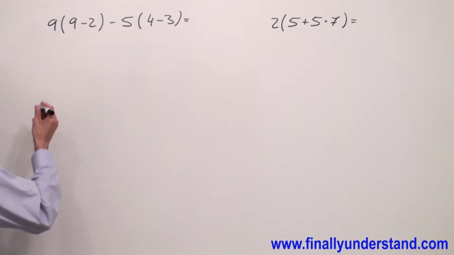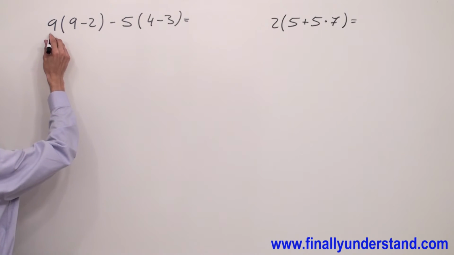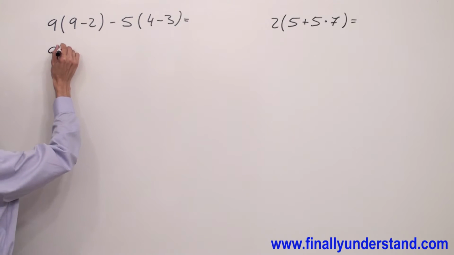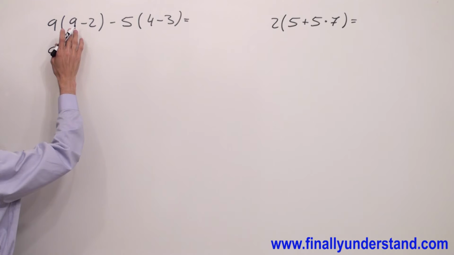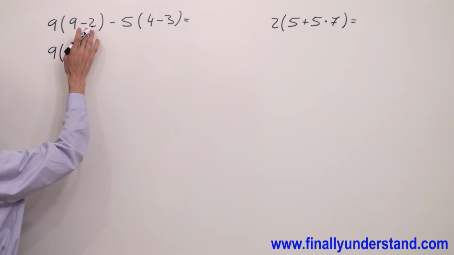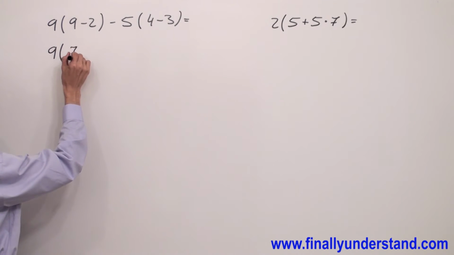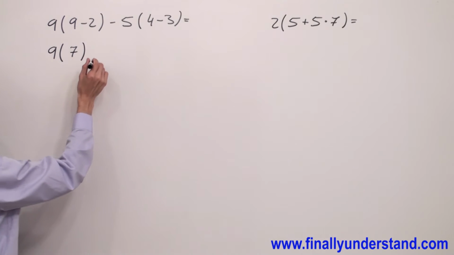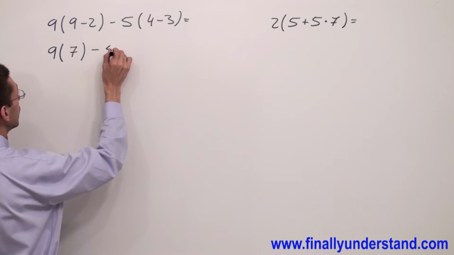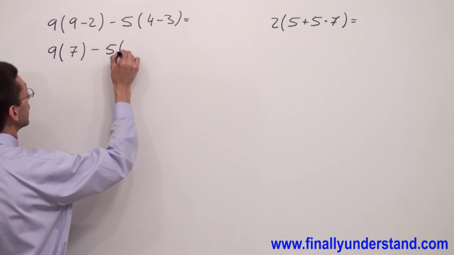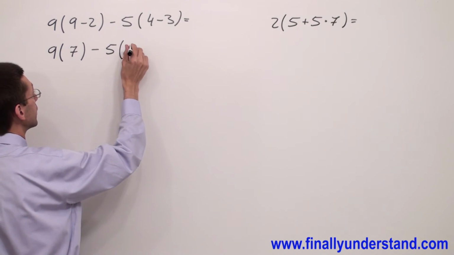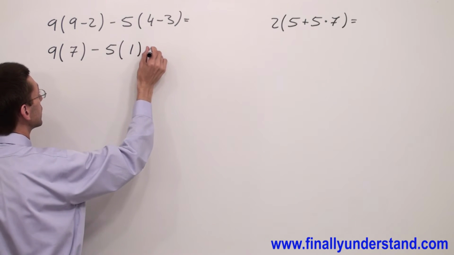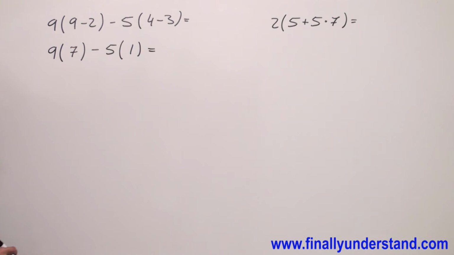So what I'm going to have right now, I have to copy down 9 and perform the operation inside of the parentheses. 9 minus 2 is equal to 7. Minus 5. 4 minus 3 is equal to 1. Equals. Now I'm supposed to perform the multiplication.